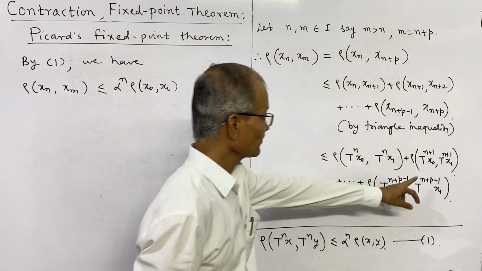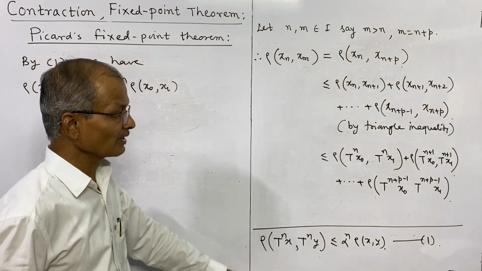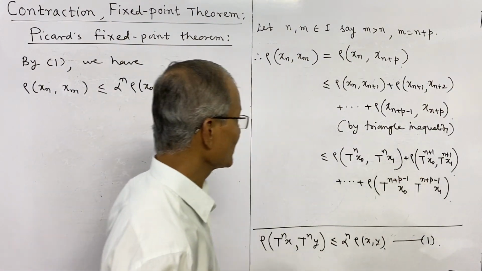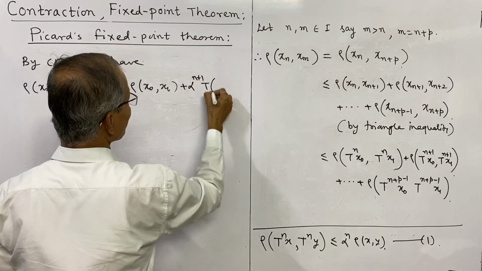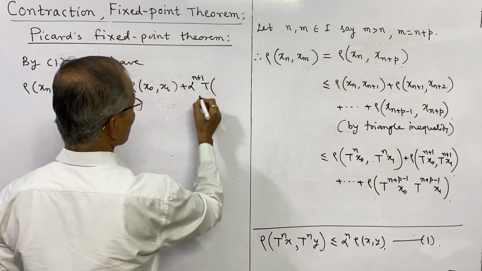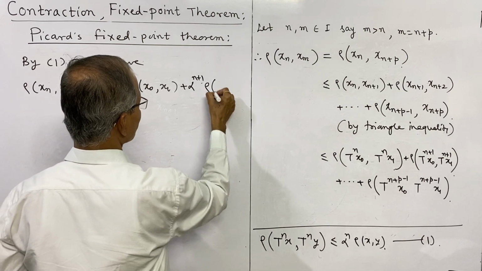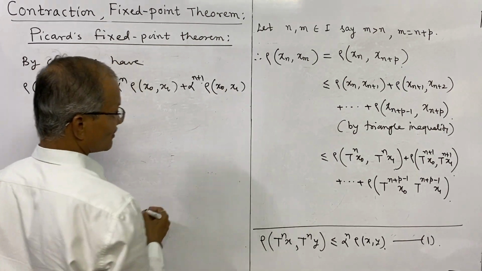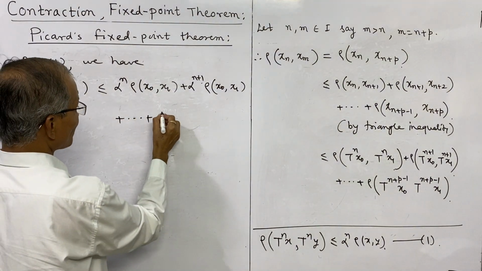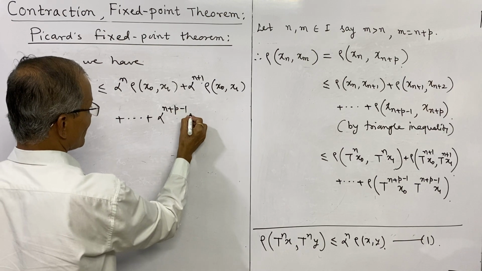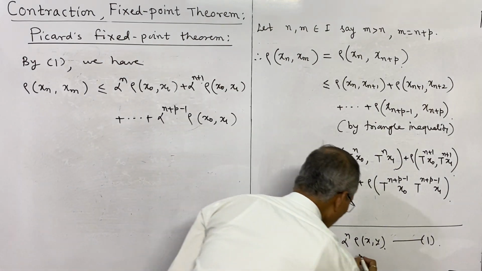And for the next, you see, this is true for every n, true for n, n plus 1 and so on. So next we will be using the same, alpha to the power n plus 1 rho of x0, x1, and so on. The last one will be alpha to the power n plus p minus 1 rho of x0 and x1.